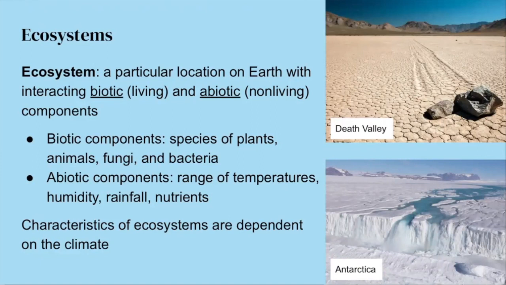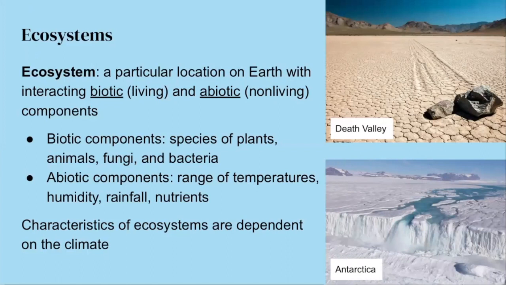Next, we're going to focus specifically in on ecosystems. And again, ecosystems are the topic of this entire unit. So ecosystems are particular locations on Earth, and they have non-living and living components, so biotic and abiotic components that interact together. Those biotic components can be species of plants, they can be animals, they can also be fungi and things as small as bacteria. Anything that we can classify as a living thing is a biotic component. And then we also have our abiotic components, which are the range of temperatures, the humidity of an area, the rainfall, and the nutrient levels. There are other abiotic components, but these are the main ones that we are concerned about.